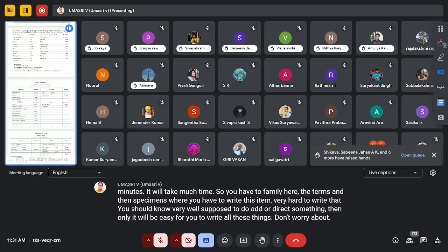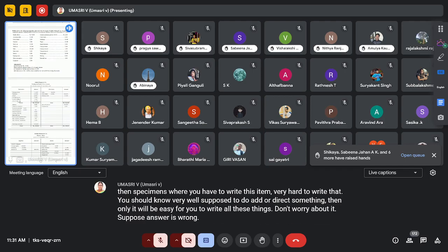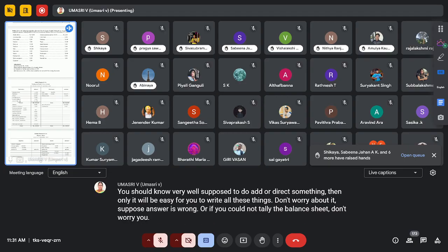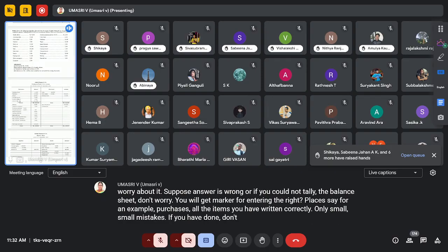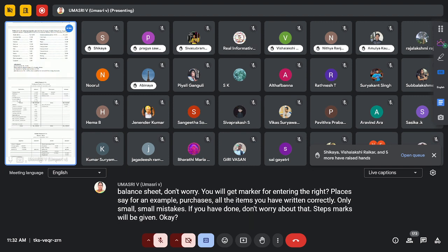Don't worry about it. Suppose the answer is wrong or you could not tally the balance sheet, don't worry. You will get marks for entering items in the right places. For example, if purchases and all the items are written correctly, and only small mistakes are made, don't worry about that. Step marks will be given. Okay. Thank you, ma'am.